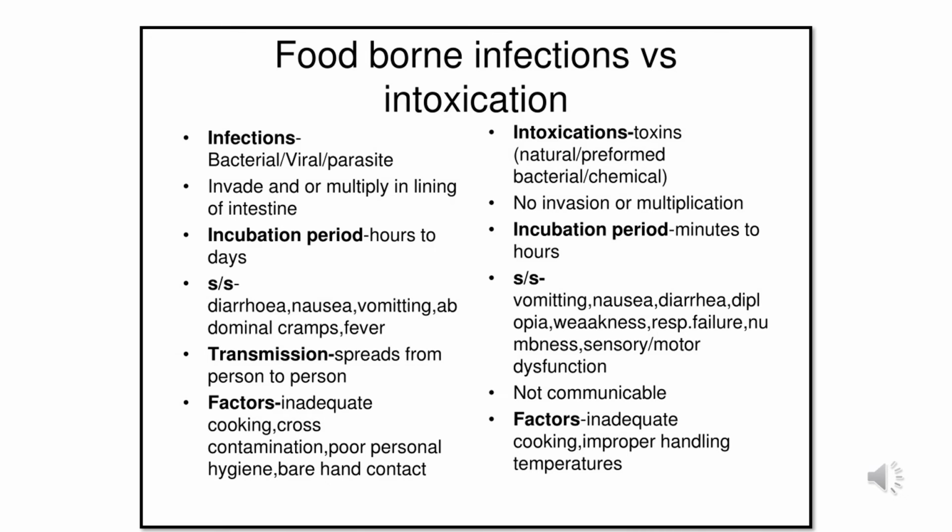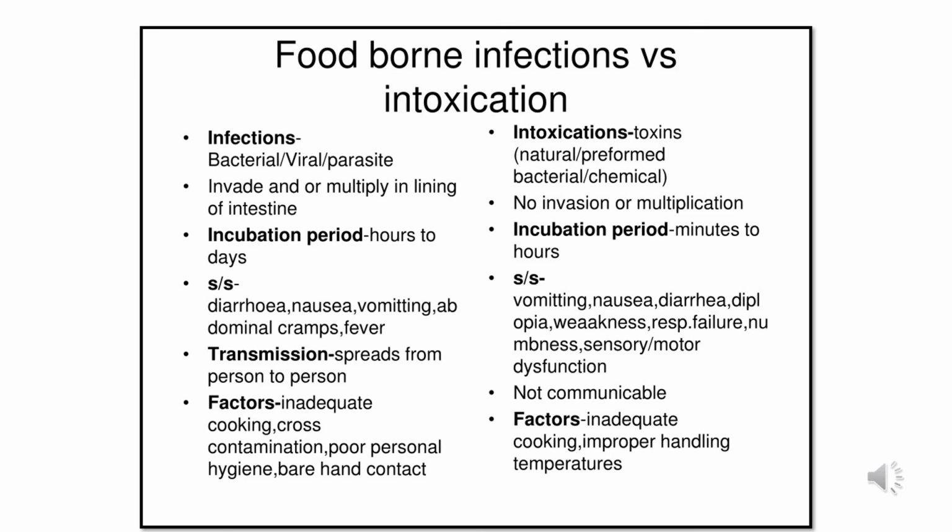They invade or multiply in the living intestine, whereas in food intoxication there is no invasion or multiplication. In food infection, microorganisms are living in the food. When they go inside the human intestine, they divide and multiply, and as a result cause an infection. Whereas in food poisoning, there is no living organism as such. There are just toxic chemicals producing the illness, so there is no multiplication or invasion of a microorganism. The incubation period is hours to days, whereas in intoxication the incubation period is just minutes to hours.